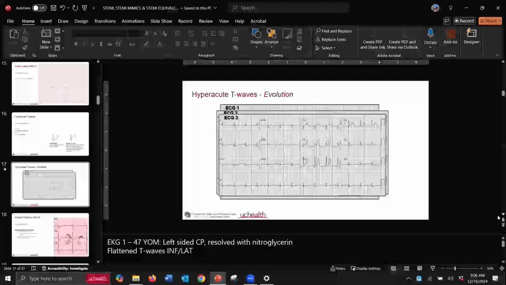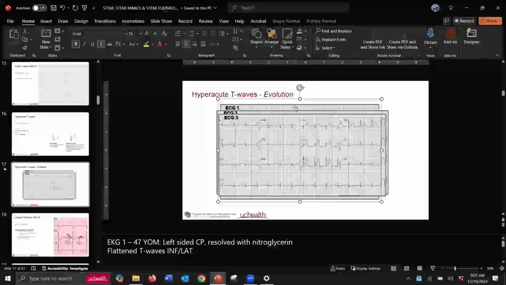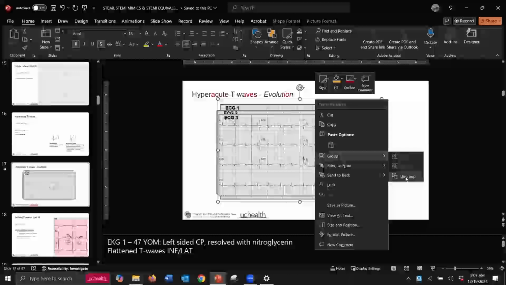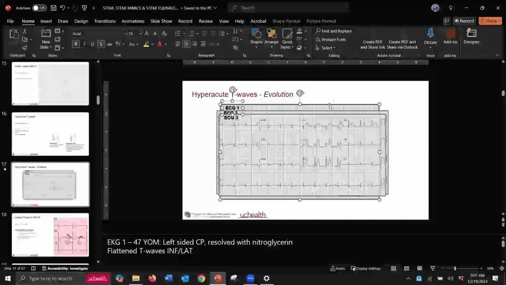Give me just 2 seconds to think about this, because in presentation mode, there are evolutions of EKGs in this. Let me see if EKG 1 is the one you're trying to do. I can click on EKG. No, because of the group. Stand by. Let me see if I can make this work. It works really well in presentation mode.